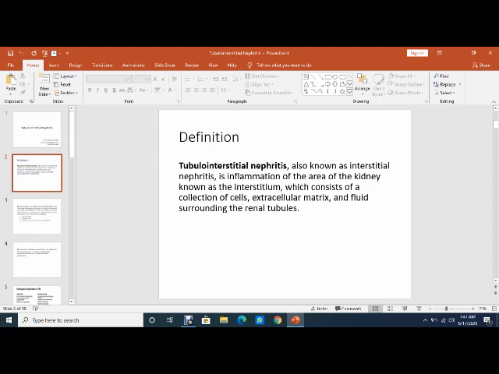Interstitial nephritis or TIN. Basically, it is the inflammation of the interstitial, the area of the kidney that is called interstitium. So, when the inflammation takes place in the interstitium, that is called interstitial nephritis. In the interstitium, the things which are present are the cells, extracellular matrix, and fluid surrounding the renal tubules.